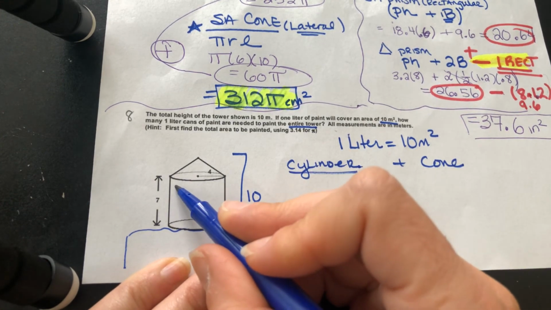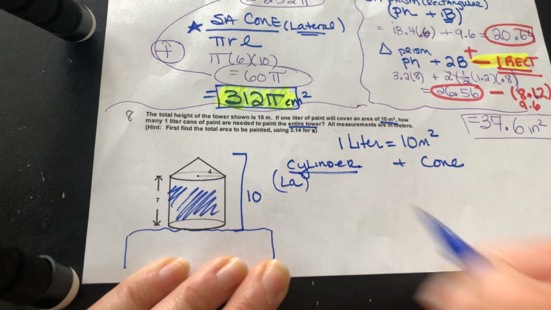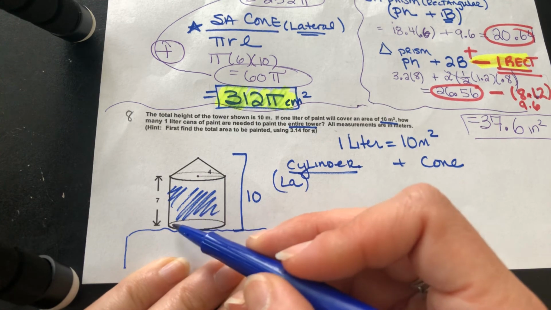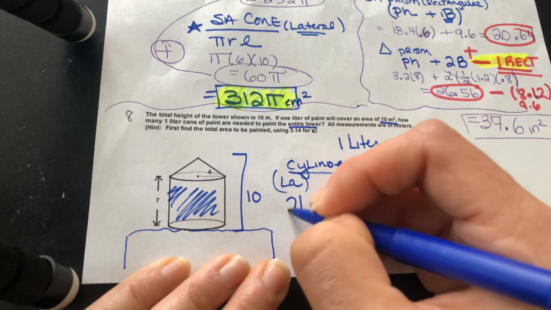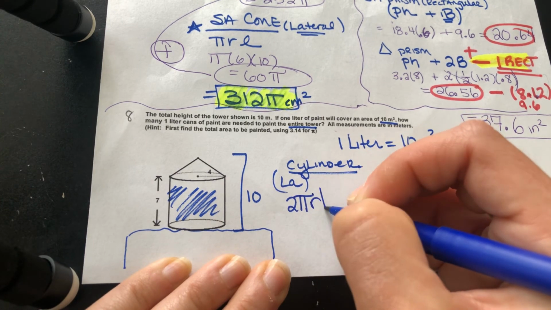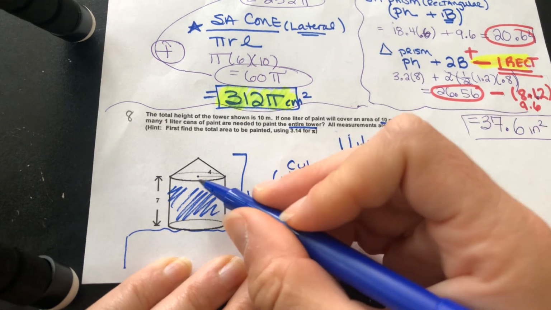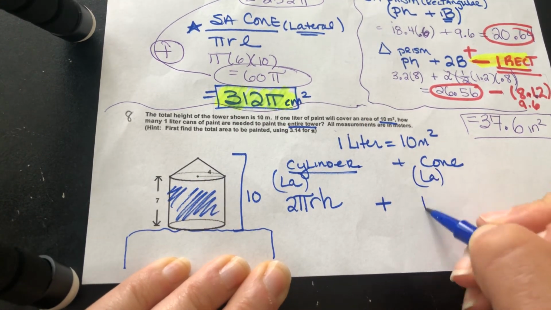When you're painting this cylinder, all you're painting is your lateral area. I'm writing LA for lateral area. Why? Because it's on the ground, so you can't paint underneath the tower. We're just going to say it's on the ground and you only have that because the base is not being covered. Then for your cone, again, you have no base there. So if you think about it, it's just your lateral area.